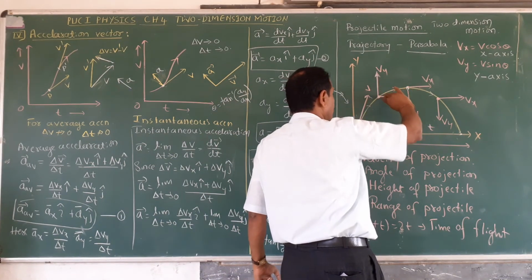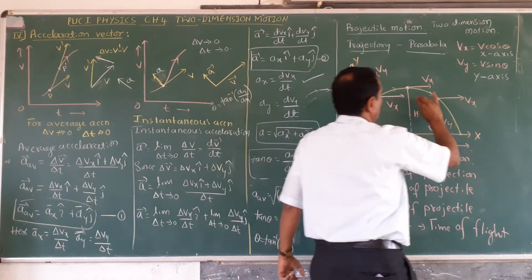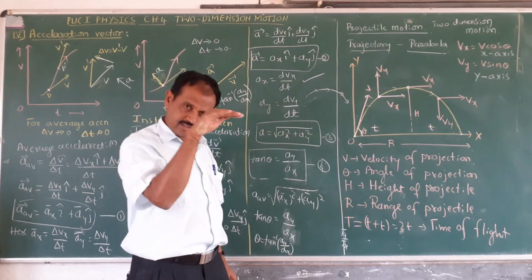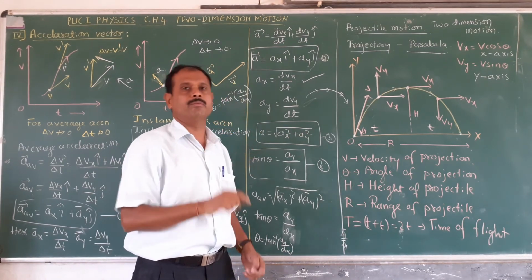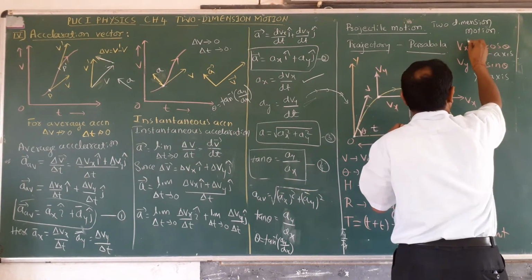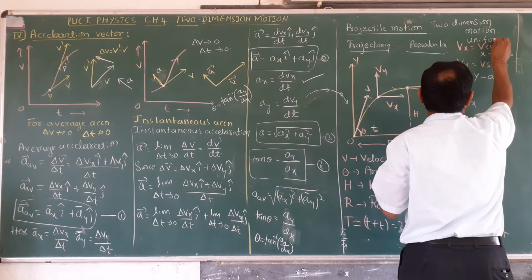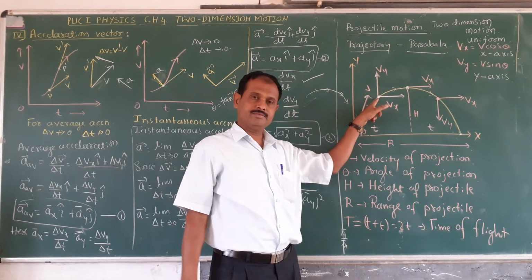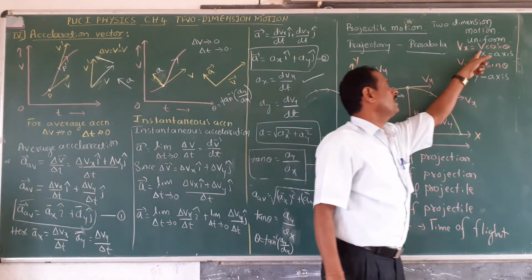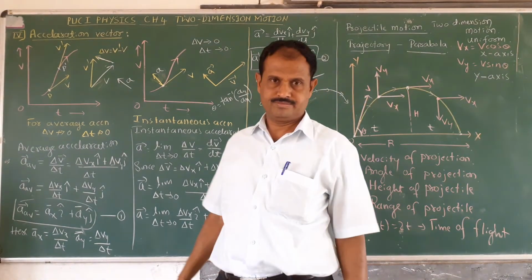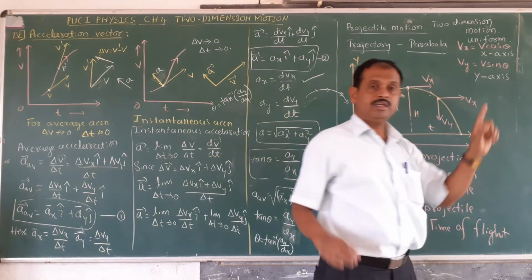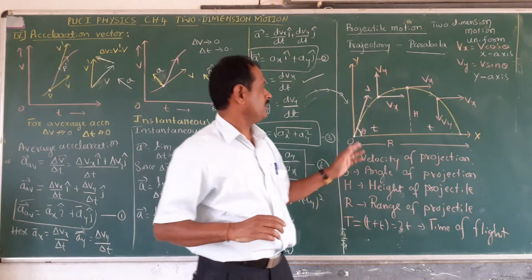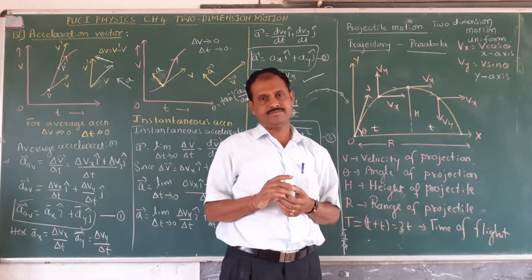The component of the velocity of projection along the horizontal is in the same direction, and it is also uniform. But the vertical component p sin theta is non-uniform, and it also changes its direction between ascent and descent.